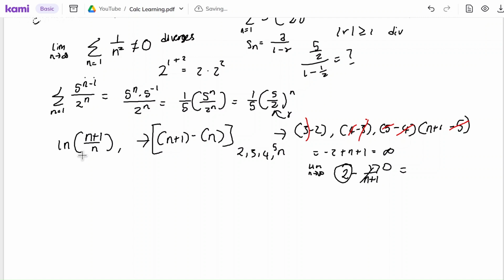Anyways, I just wanted to show another way a telescopic series can look, which is like this, where this might look confusing and you would not know what to do, but just use log rules, where the log of something on the top over something at the bottom is just the same as ln of n plus 1 minus ln of n. And as you can see, it looks similar to that one, so it becomes telescopic. By the way, this does diverge, I checked.